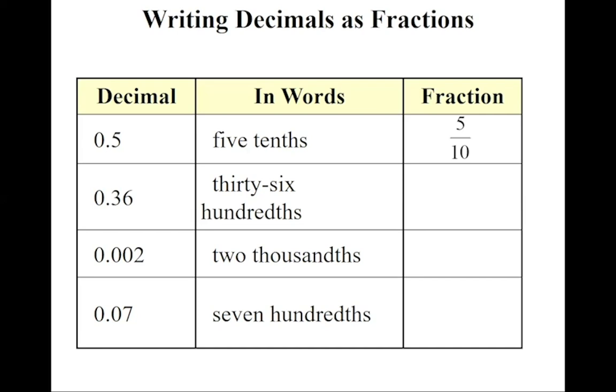0.36 is 36/100ths. That would be 36 over 100. Tenths, hundredths, thousandths, 2/1000ths would be the fraction 2 over 1000. Tenths, hundredths, 7/100ths. That's the fraction 7 over 100.